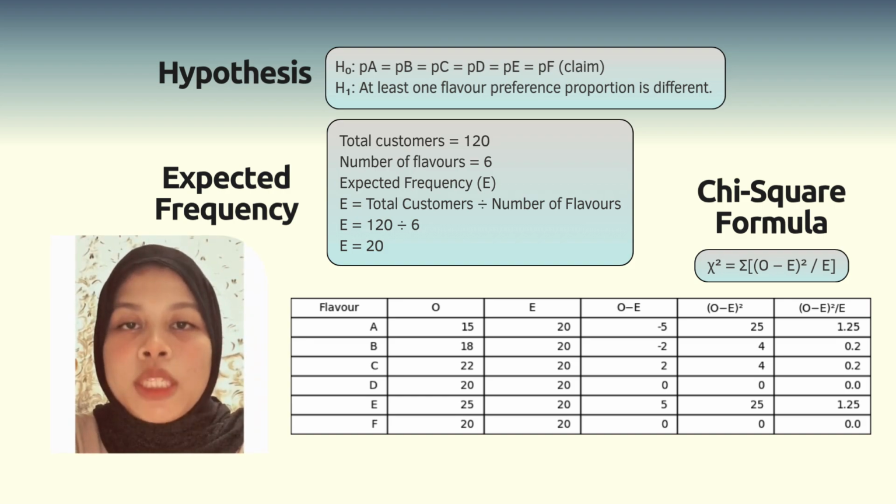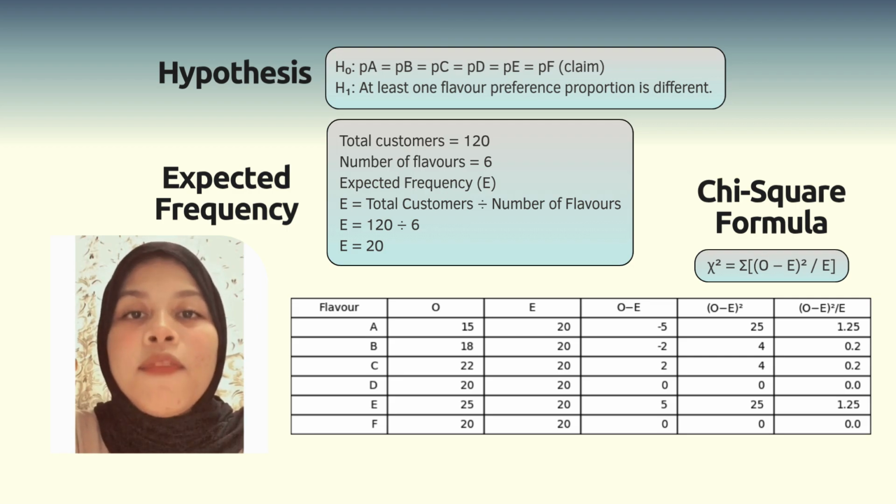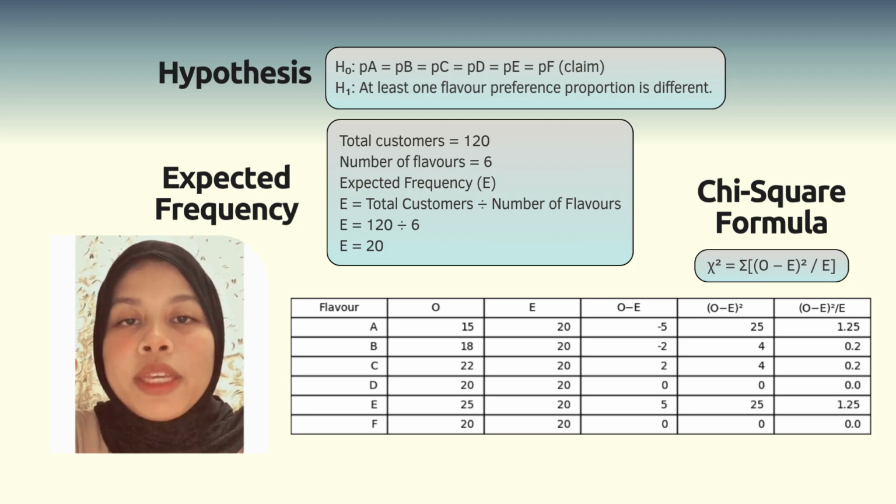Next, we formulate the hypothesis. The null hypothesis states that the proportions of customer preference for all 6 flavors are equal. The alternative hypothesis states that at least one flavor preference proportion is different. The significance level used for this test is 0.05 or 5%.